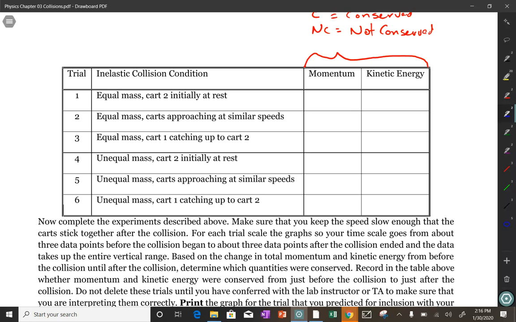So Josie, which one do you want to do? Number 1. Okay. Annabelle, which one do you want to do? 4.